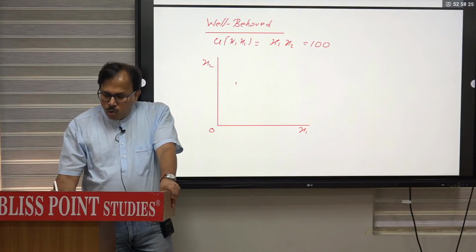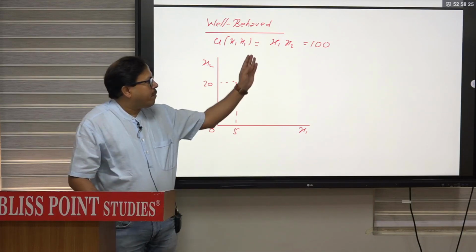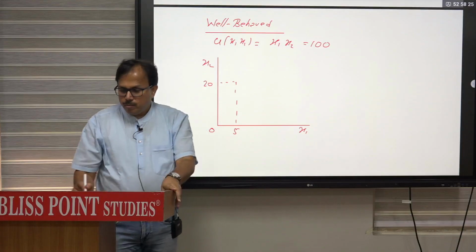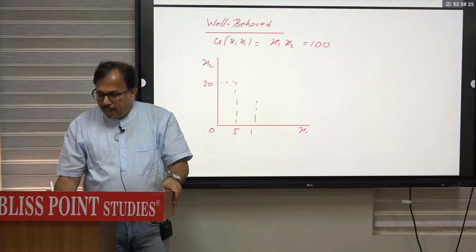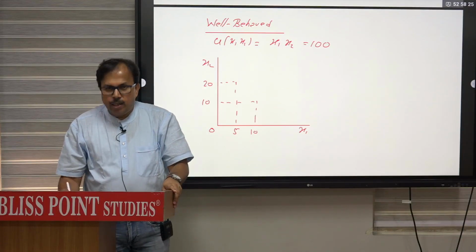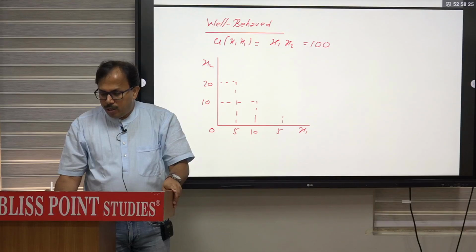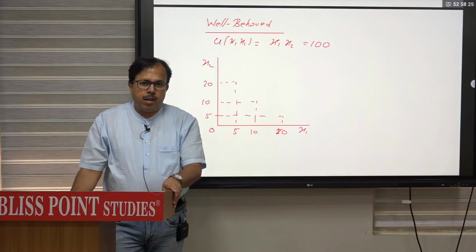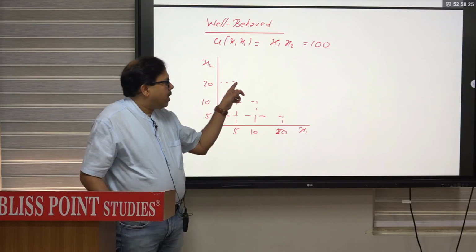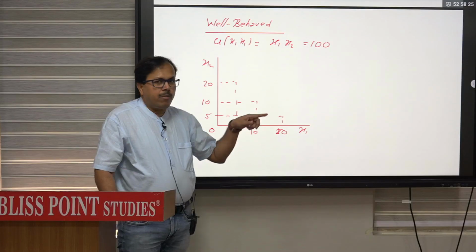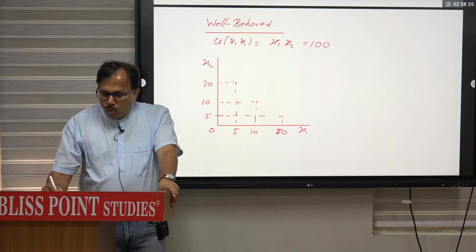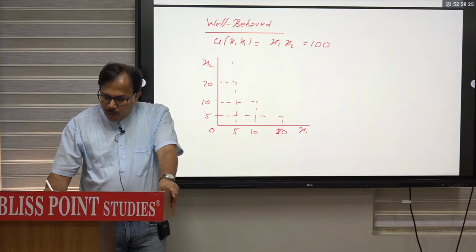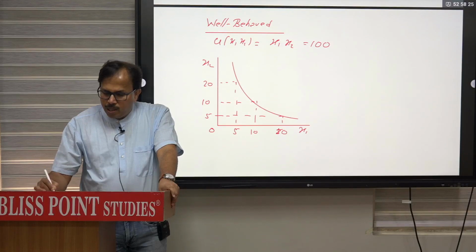So numbers could be 5 unit of x1 and 20 unit of x2. So it will be 5 into 20, 100. It could be 10 each. So 10 into 10, 100. It could be 20 unit of good 1 and 5 unit of good 2. That also gives a utility of 100. That means all these combinations provide same level of utility. So if you connect all those points, then we get an indifference curve.